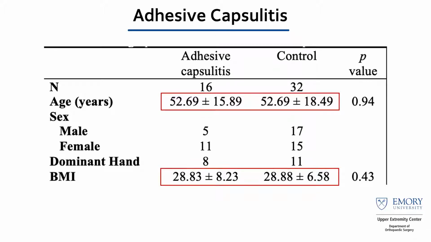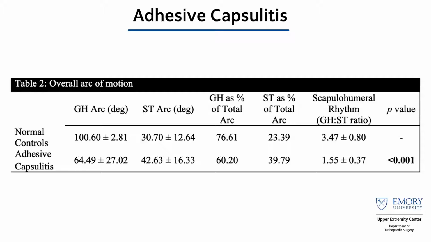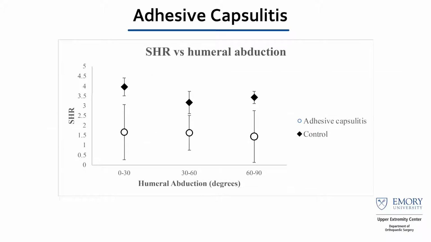When you looked at those that had normal controls versus those that had adhesive capsulitis, the scapulohumeral rhythm was almost triple that of normal controls, which means that the glenohumeral motion is much higher in normal controls compared to those with adhesive capsulitis. Kind of makes sense, but this is the first time we've actually been able to quantify this in adhesive capsulitis and potentially give us some sort of objective measurement to diagnose this pathology. This shows in the first 30 degrees, second 30 degrees, and final 30 degrees how normal controls have a much higher scapulohumeral rhythm, so much higher glenohumeral motion compared to scapulothoracic motion.